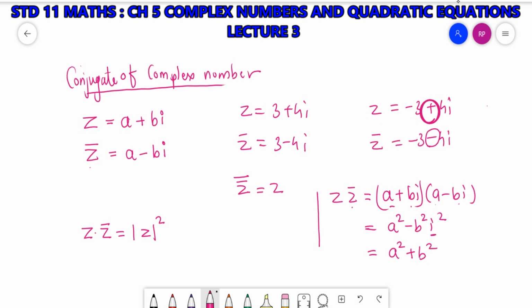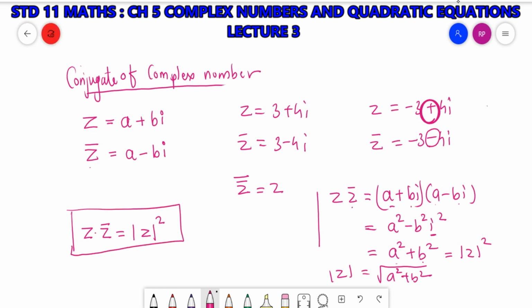Okay. Now what is modulus of z? You know that modulus of z is equal to under root of a square plus b square. So what will be a square plus b square? That will be equal to modulus of z square. So most of the time I will be using this shortcut, that complex number into its conjugate will be equal to the square of its modulus. So this was about its conjugate. Just note it down.